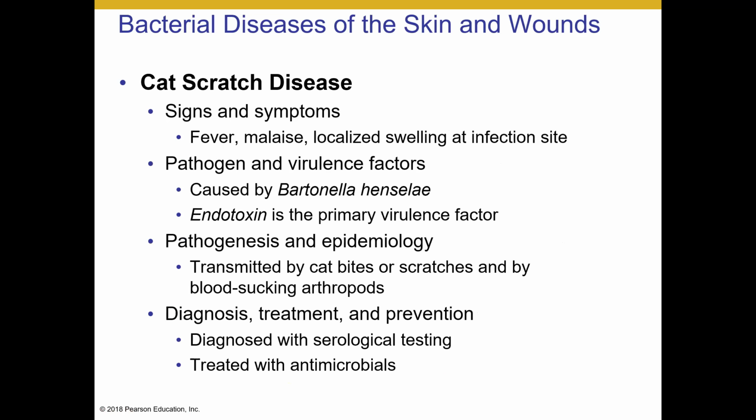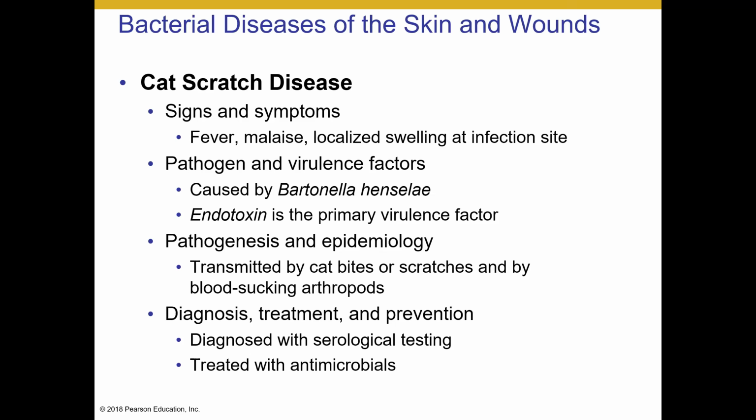Cat scratch disease is caused by Bartonella henselae. Patients often develop fever, fatigue, and swelling near the site of a cat scratch or bite. The lymph nodes near the infection site may become enlarged and tender. This bacterium is transmitted by cats, particularly kittens, and sometimes by fleas.